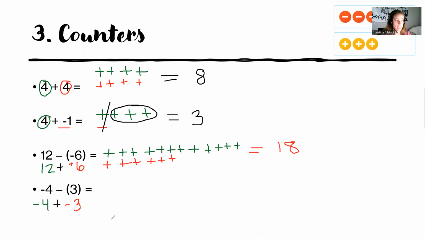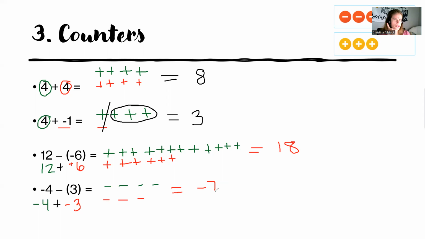All right, we're going to use our counters here. I have a -4, meaning I'm going to put together 4 negatives. 1, 2, 3, 4. And then I'm adding 3 more negatives. 1, 2, 3. All of them are the same sign. See how they're all negatives? Because they're all negatives and they're the same, we can just add them up and lump them together. We have a total of 1, 2, 3, 4, 5, 6, 7 negative signs, meaning our answer is a -7.